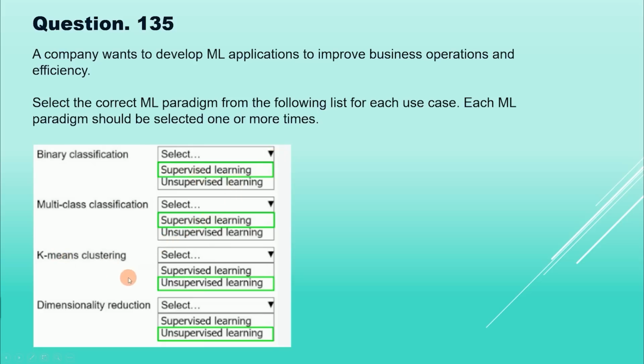And now K-means clustering and dimensionality reduction, these both need unlabeled data. So unsupervised learning will be the correct answer here.